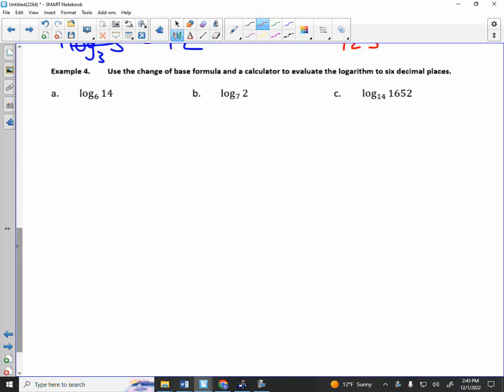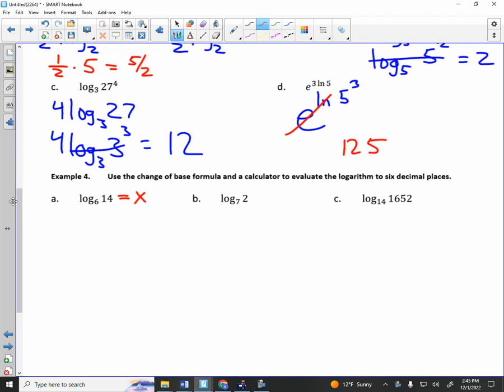This says log base 6 of 14. Now, we were able to figure out the other ones, but this one, 14, it's really kind of tough to write that with a base of 6, right? Like if it was 36, we'd be happy, right? But it's not 36, it's 14. What this means is 6 to what power is 14? Oh, boy. Well, what's 6 to the 0? 1. What's 6 to the 1? 6. What's 6 to the 2? Somewhere between 1 and 2.